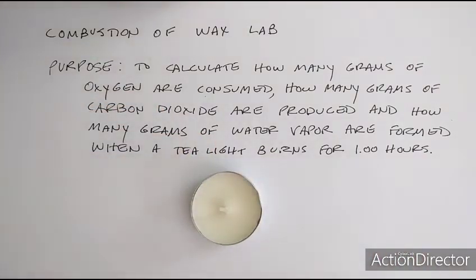And how are we going to do this? Well, to be able to figure out how many grams of oxygen are consumed, we need to know how many grams of wax get reacted. So I have a kitchen scale, and we're going to take the mass of our tea light, and then I'm going to light it. I'm going to let it go for an hour, and then we'll measure the mass again. And after burning, we will have less mass because some of the wax is going to form carbon dioxide and water vapor.